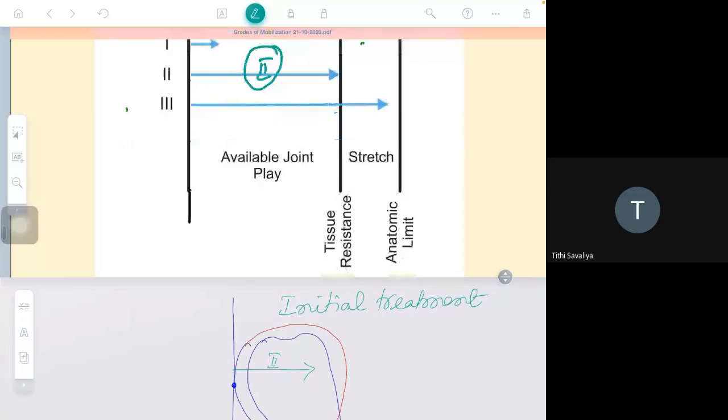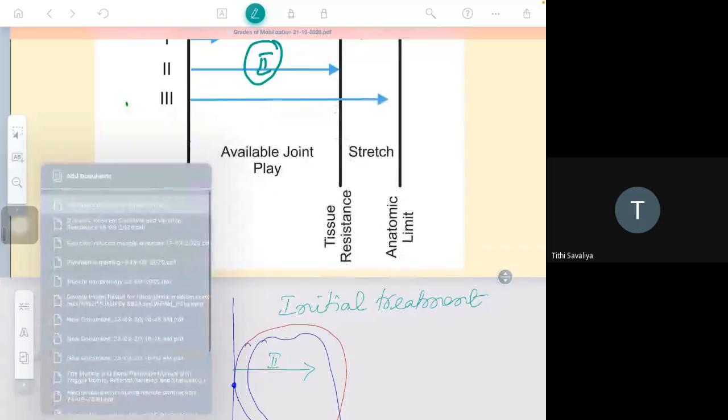Are you clear with this first point? Yes or no? Yes, sir.